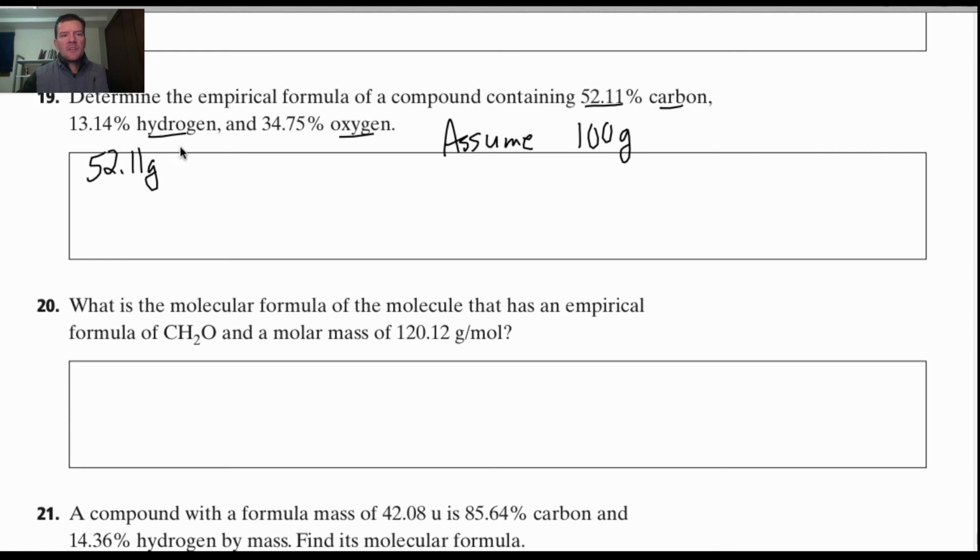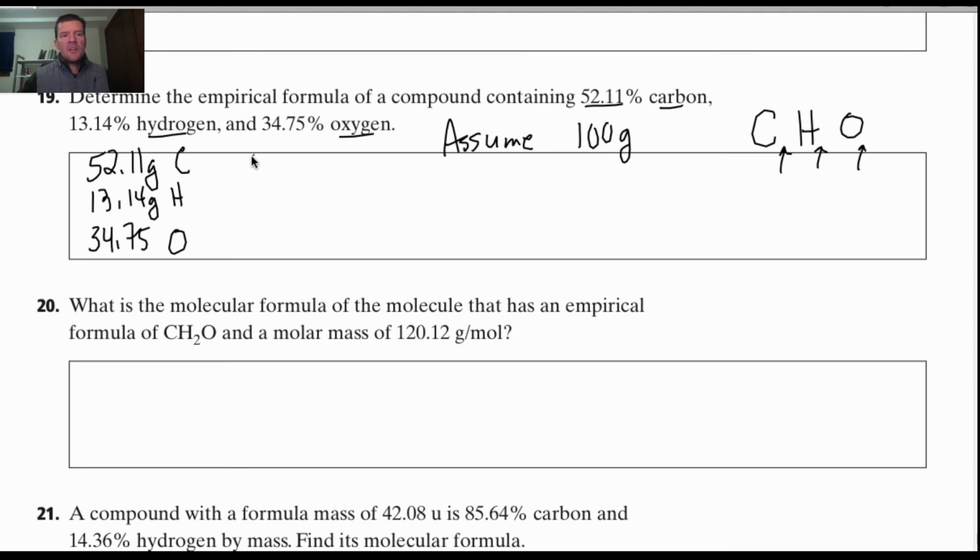So we've got 52.11 grams of carbon, we've got 13.14 grams of hydrogen, and we've got 34.75 grams of oxygen. Now, that's the mass. I want to find out how many moles. Okay? When I write a formula for carbon, hydrogen, and oxygen, these subscripts are atoms, but they can also be moles if I have a mole of this compound. So I have to find out what I have here. I got to take each of these and divide by their molar mass.